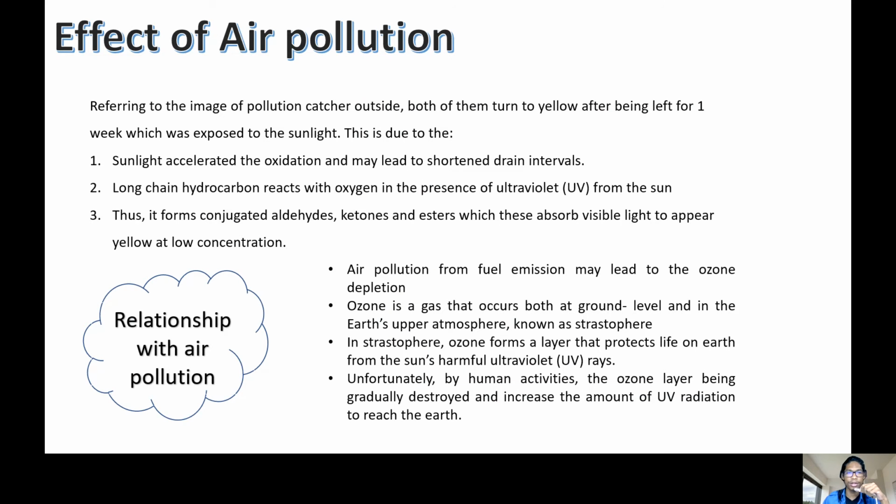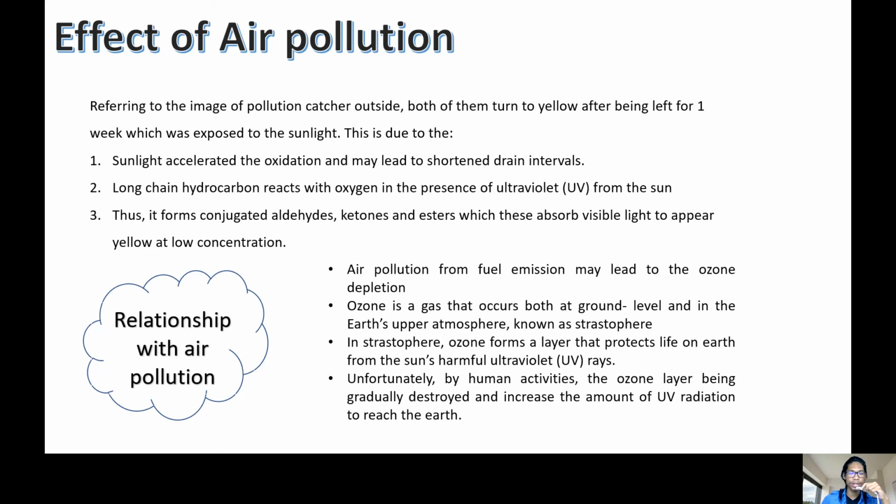So what is the effect of the air pollution? Referring to the image of the pollution catcher at the outside, both of them turned yellow after being left for 1 week exposed to the sunlight. This is due to the sunlight, which accelerates oxidation and may shorten the drain intervals. Long-chain hydrocarbons react with oxygen in the presence of ultraviolet from the sun, and thus form conjugated aldehydes, ketones, and esters, which absorb visible light to appear yellow at low concentration.